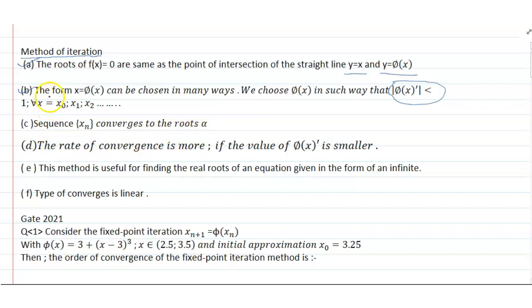Number C. Number D. The rate of convergence is higher if the value of |φ'(x)| is smaller.